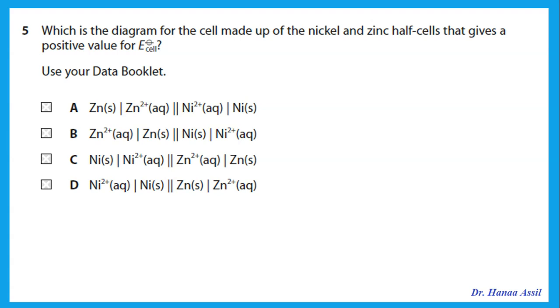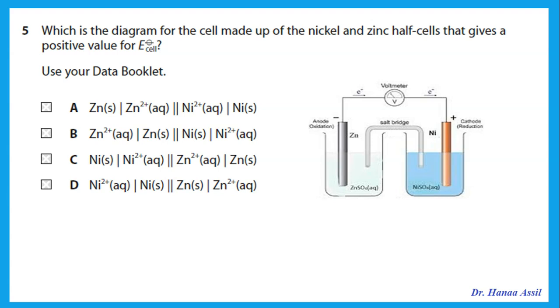Which is the diagram for the cell made up of nickel and zinc half cells that gives a positive value for the E cell? So if I'm talking about zinc and nickel, zinc is the one that will be oxidized, nickel 2+ will be reduced to nickel. So these are the two half equations that I need. Remember that anything at the top of the reduction potentials, anything with a negative reduction potential is a more reactive metal, and that means that is the one that is going to be oxidized.